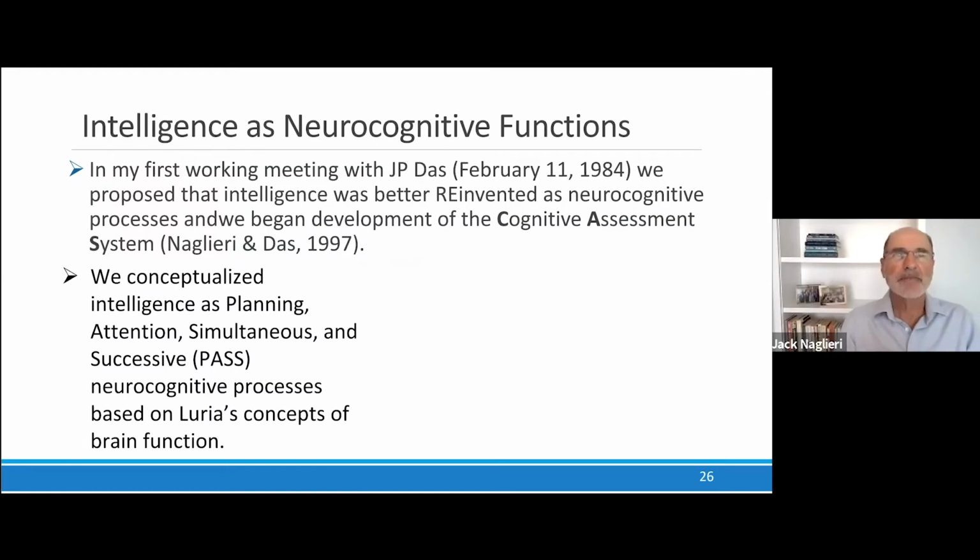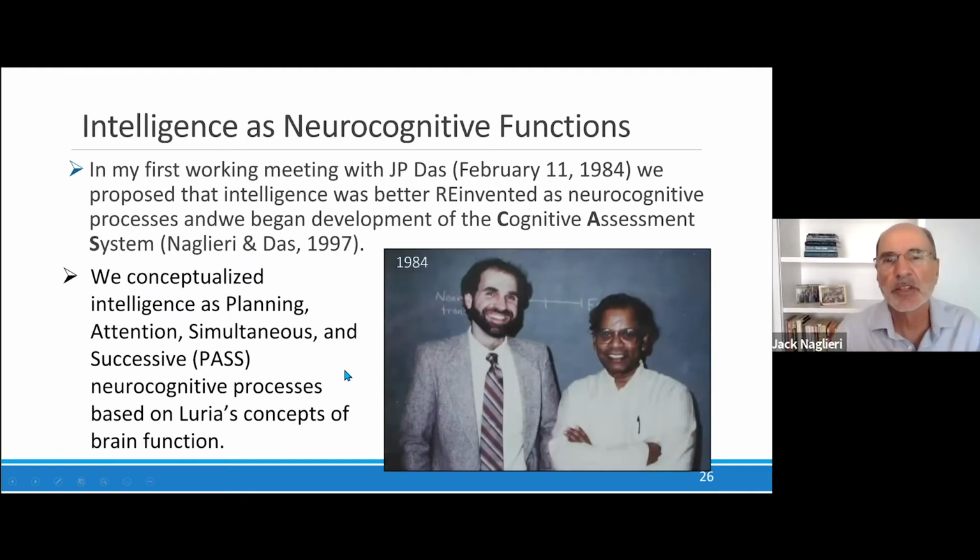I want to clarify a few things about PASS theory. Where did it come from? I first started working with this theory in the late 70s, when I developed a lot of the KABC with the Kaufmans. And we read J.P. Das, who's pictured here with me, his book on simultaneous and successive cognitive processes, published in 1979. Some years later, JP and I met.